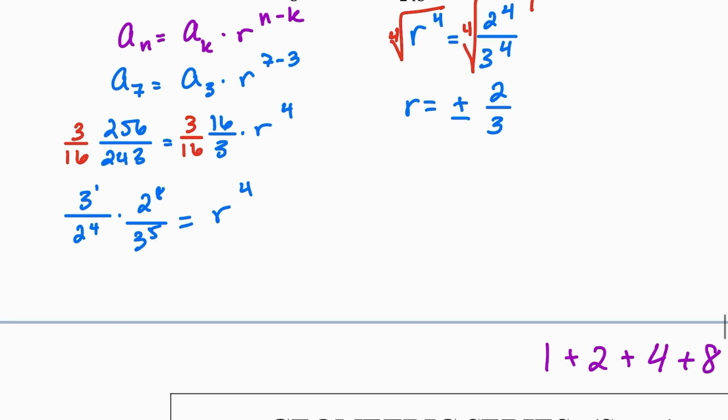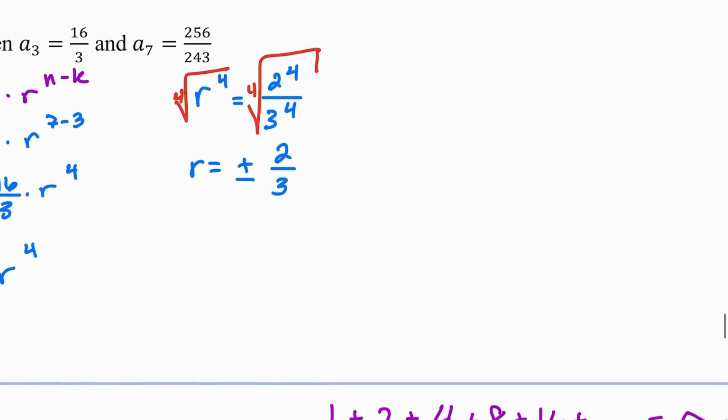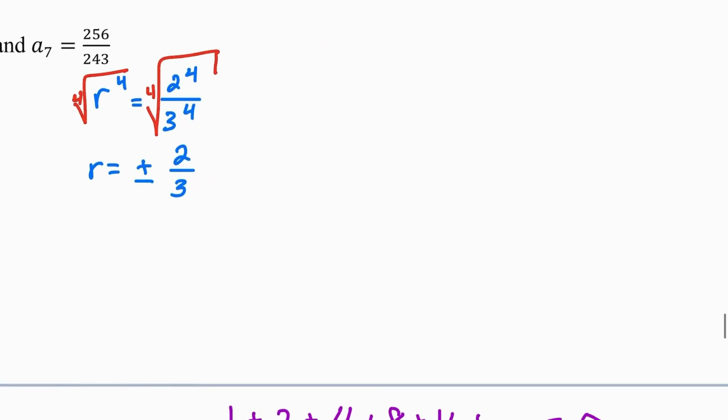What did they ask for? Well, they asked for the 12th term, not the ratio. So what I need to do is go back to my equation and plug it in. So I'm going to use that a sub n equals a sub k times r to the n minus k power. But instead of substituting in n, I'm going to leave it as n. So I'm going to leave it as a sub n equals the third term times r to the n minus 3, which they told us what n is. They told us it's 12.